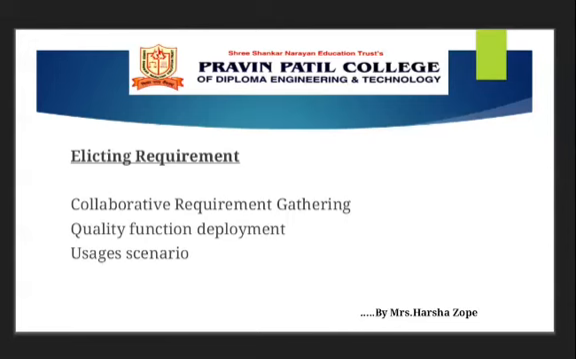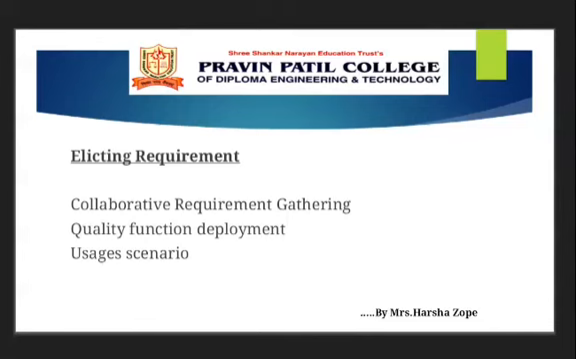Let's start with the first topic, collaborative requirement gathering. Collaborative requirement gathering is done using a collaborative, team-oriented approach. Facilitated application specification technique, also called FAST, is an approach in which a joint team of customers and developers work together to identify the problem, propose elements of the solution, negotiate different approaches and prepare a specification for a preliminary set of solution requirements. There are some guidelines for the FAST approach.